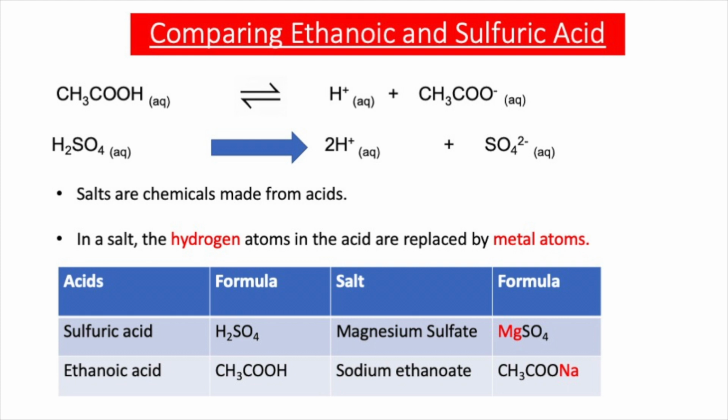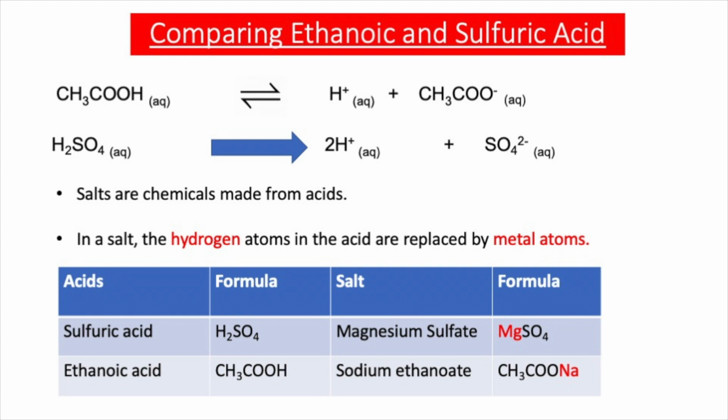salts. Now, salts are chemicals made from acids, and in a salt, the hydrogen atoms in the acid are replaced by metal atoms. So, for example, sulfuric acid has a chemical formula H2SO4. When we form the salt, magnesium sulfate, we've replaced the hydrogen in the acid with a metal atom.